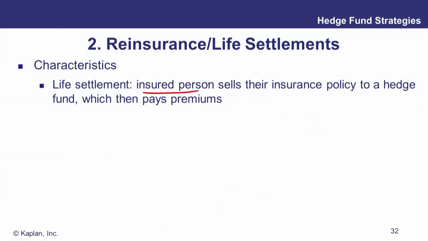Second type of specialist strategy we're going to look at is very specialist indeed. It's a reinsurance or life settlement strategy. Okay, well, hopefully we're familiar with the concept of life insurance. We pay a set of premiums, and in the event of our death, we get a big payout. So let's say you have some life insurance and you want to cash it in early. You decide you want to get the benefits of the financial injection without the downside of actually having to die. So the insured person sells their insurance policy to a hedge fund.